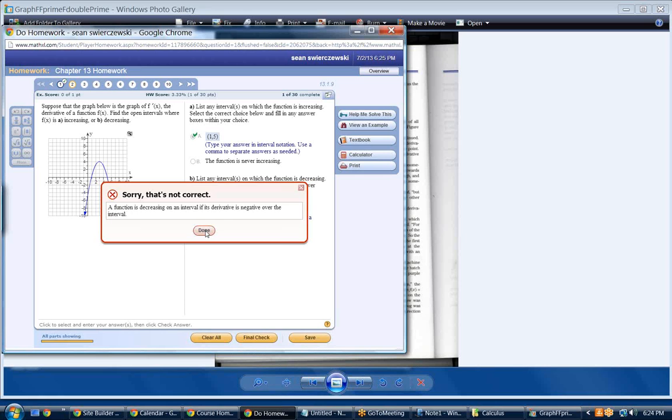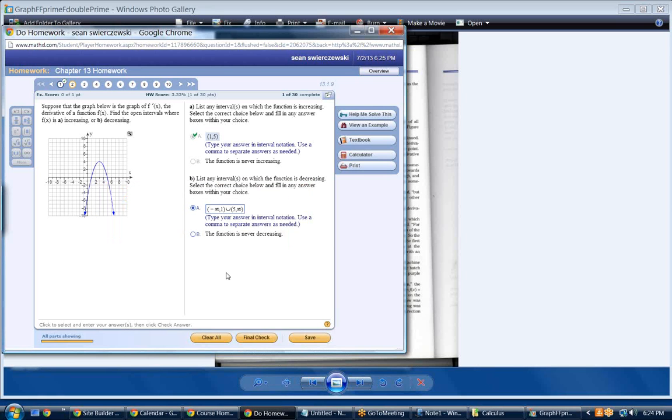Is it brackets for 5 and 1? No. List any intervals on which the function is decreasing. Because see, at 1, it's neither decreasing nor increasing. It's flat. The original function is flat. That represents a peak.